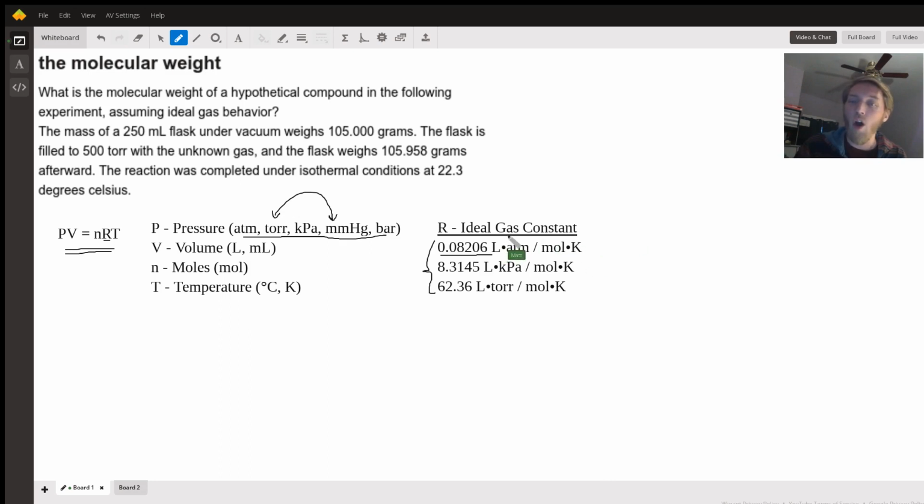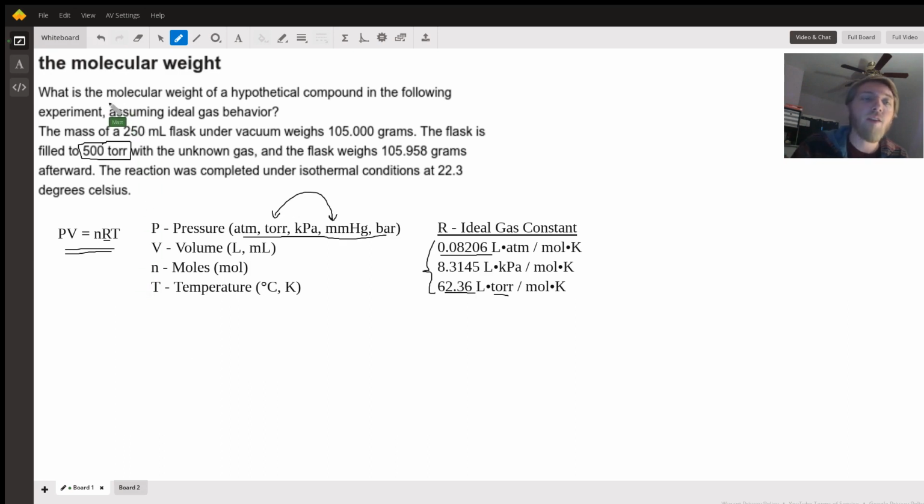It's the units of liter atmospheres per mole Kelvin. The trick with R is that when you're using it, you need to make sure your units match. So in my explanation, I'm going to use this value for R, 62.36 liter torr per mole Kelvin, because I've been given a pressure in torr, and so I can just plug that in. But if you're unfamiliar with this constant and you'd rather convert it to atmospheres, I've shown that in my work as well.